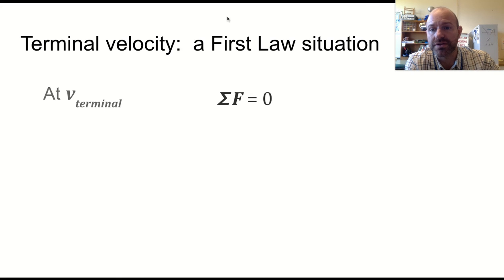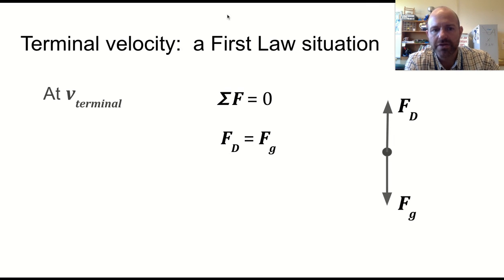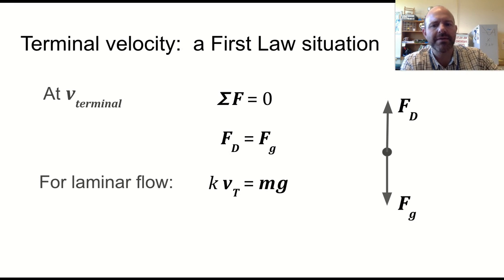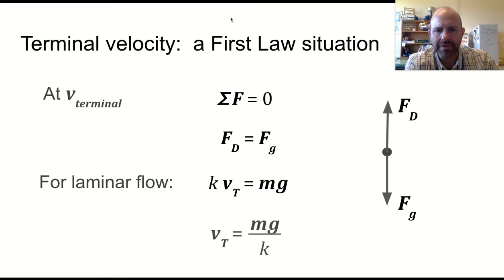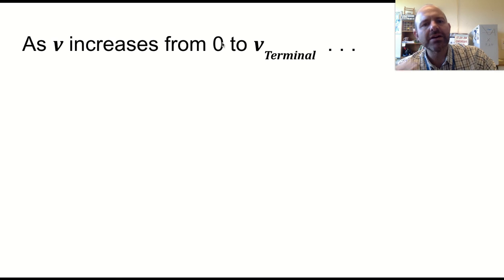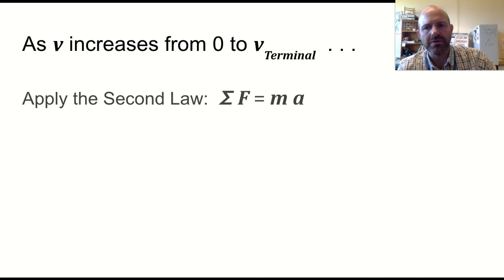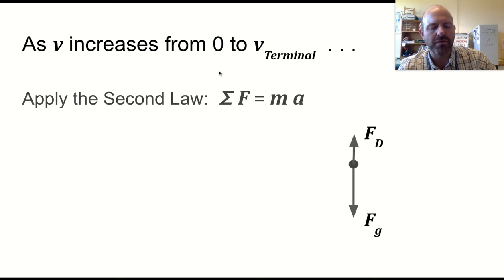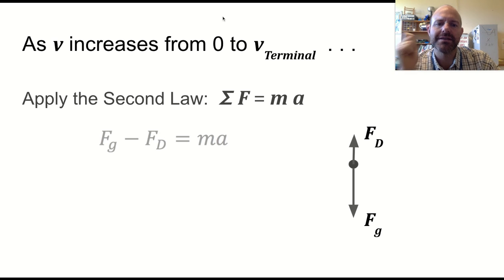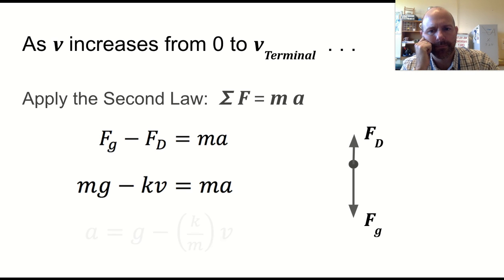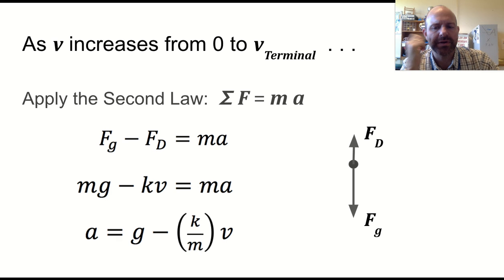Terminal velocity is a first law situation. Net force is equal to 0. Drag force and force of gravity are equal to each other. For laminar flow, you can set up this relationship that k times the terminal velocity is equal to mg, which means that the terminal velocity can be found, if we know this k, by dividing the force by that constant. As v increases from 0 to v terminal, we're using Newton's second law, right? If the drag force is smaller, we have an unbalanced set of forces, and we have an acceleration down that is less than the acceleration due to gravity. Right, so we could find that acceleration.